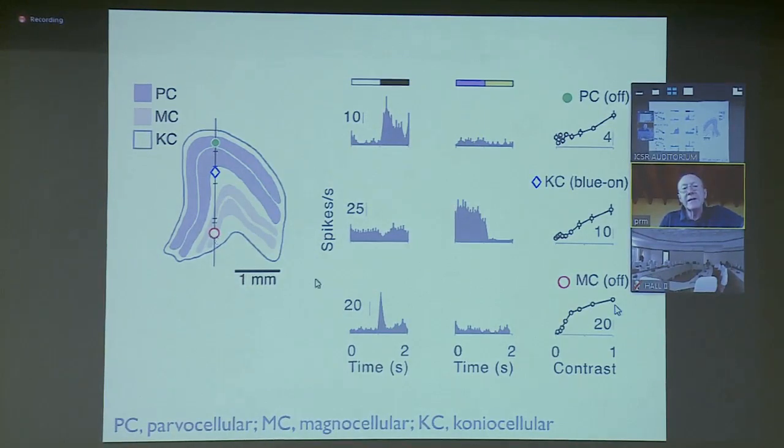Down here, here's our magnocell. You can see here, as I explained to you, very transient responses to brightness changes and hardly any response to color change. So this is one set of cells that we think are sending color signals into the brain.